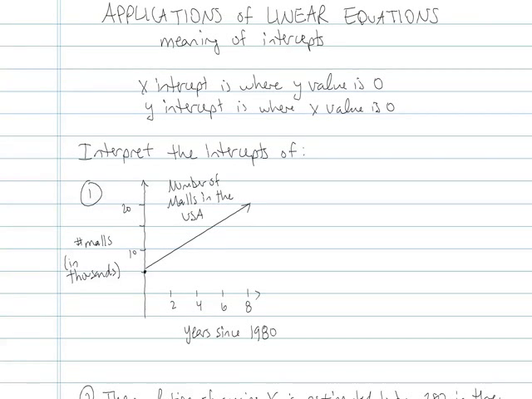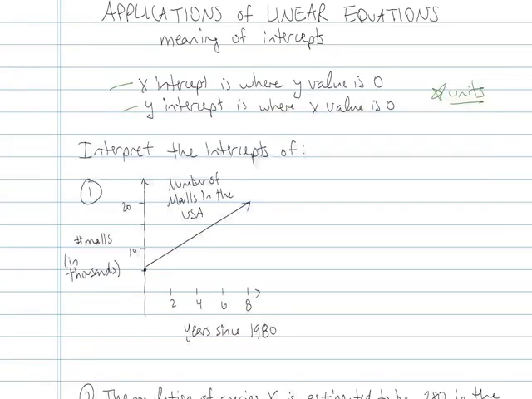Applications of linear equations, interpreting the meaning of the intercepts. What we're going to be looking at here is a graph and a word problem where we're going to be talking about the intercepts. Quick reminder, the x-intercept is where the y value is 0, the y-intercept is where the x value is 0. And it's really important that we focus here on the units and the scale. What are we measuring? What are we talking about on the x and y axes?